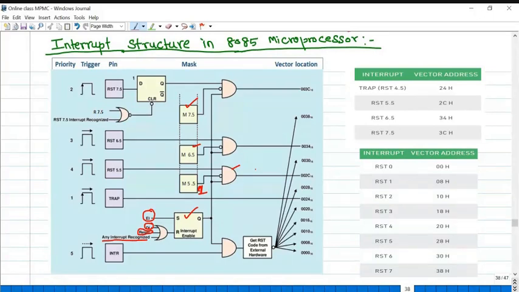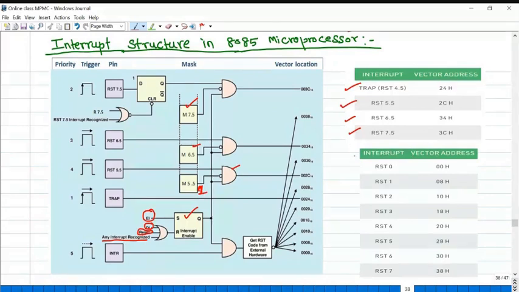The 7.5, 6.5, 5.5 and TRAP are all vectored interrupts. Whenever this interrupt occurs, the microprocessor transfers the program execution to a particular address location. This is the starting address of the interrupt service routine. The interrupt service routine is a small program stored in some memory. The starting address of that particular program is 0024H for TRAP and 2CH for 5.5 and so on.